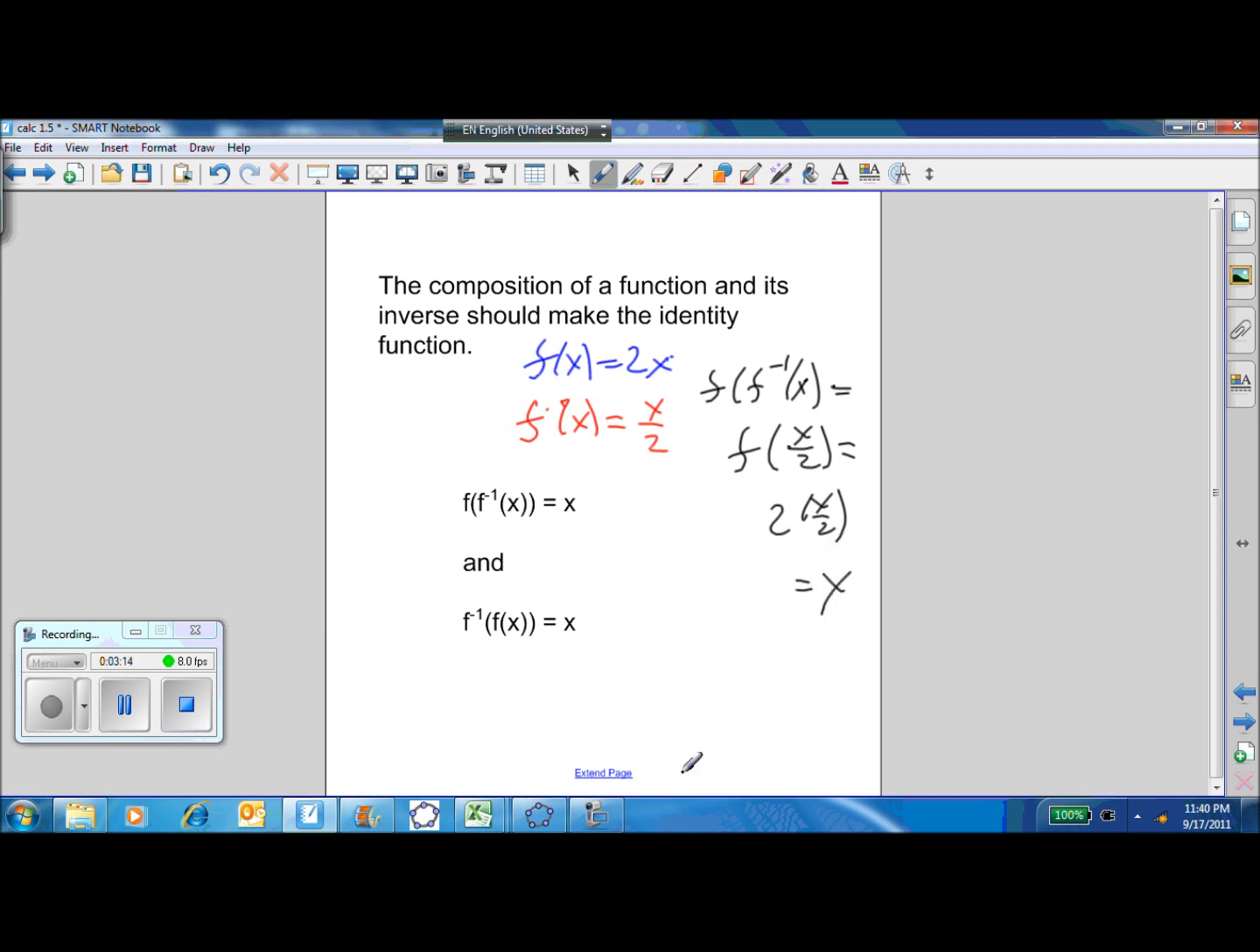Notice if we do the composition in the other direction, we still get the same thing. That is, f inverse of f of x is f inverse of 2x. And now you put 2x in the f inverse function. 2x divided by 2 is x.